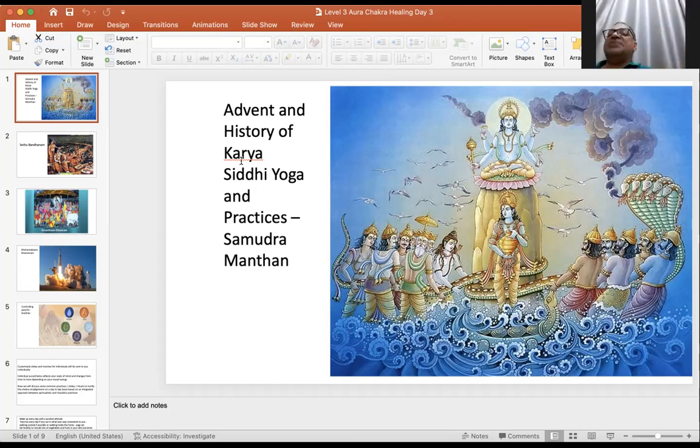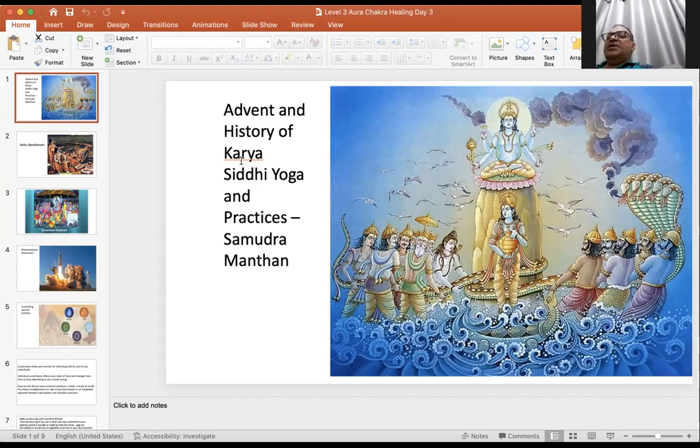So how to achieve that? Achieving it is what is done through aura and chakra, input and output of aura in the right way, and healing of it, and tuning it and churning it. And that is where I would like you to see this slide and get into the advent and history of Karya Siddhi Yoga, which I am going to describe now. Here you can see Samudra Manthana. Samudra Manthana was one of the important Karya Siddhis, in a very big magnitude, which was achieved. The Karya was so big.